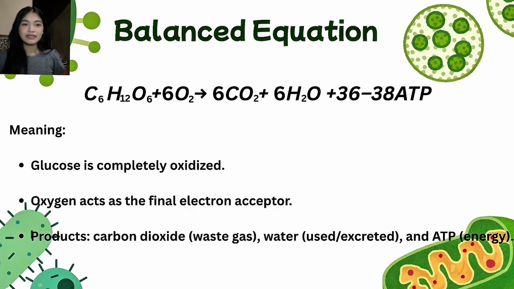Glucose is completely oxidized, meaning it's fully broken down to release energy. Oxygen is the final electron acceptor, allowing efficient ATP production. This process only happens when oxygen is present. That's why it's called aerobic respiration. So overall, this equation summarizes how our cells turn food and oxygen into usable energy.